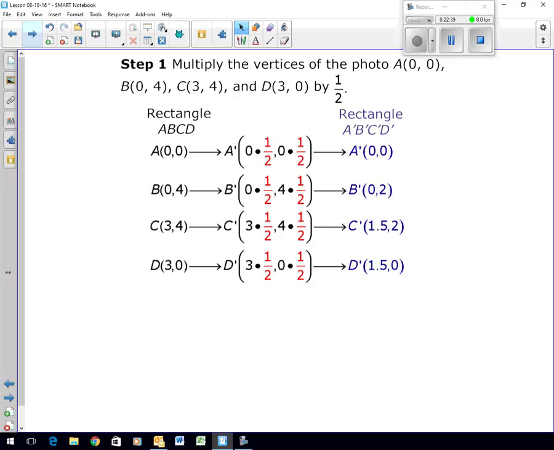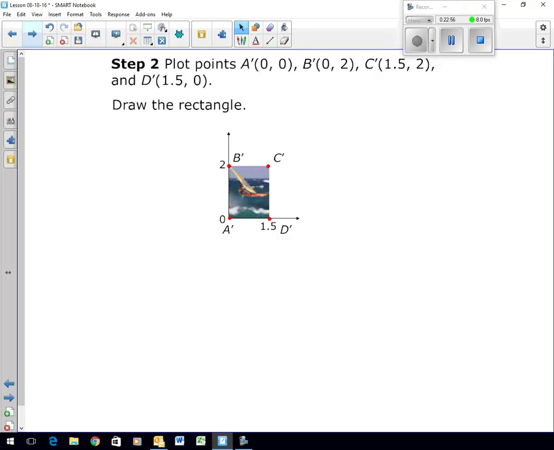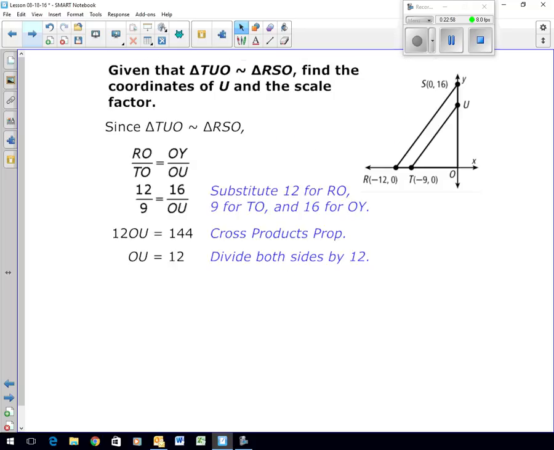Scale factor is key, obviously. Why is the scale factor key? Because it tells me everything that I do with dilation. It tells me if it gets bigger or smaller, and it tells me how much I'm multiplying by. Everybody with me? We're not going to do that one today.